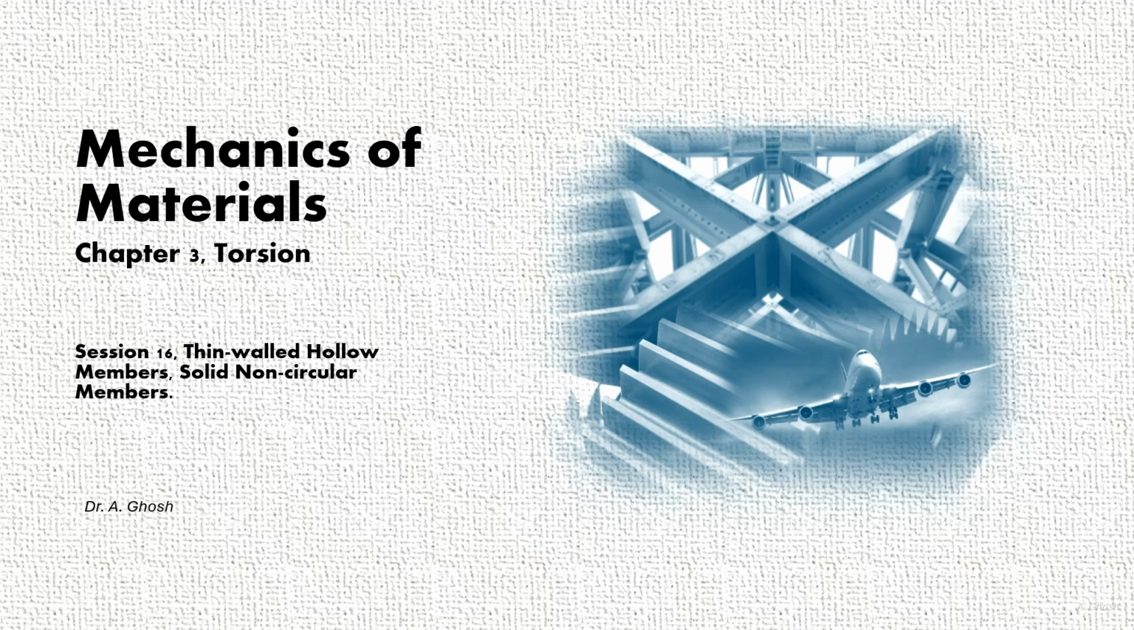We are in chapter 3 where we are discussing torsion. This is the 16th session overall. Within torsion, this is the fourth and last session. Here we will be discussing thin-walled hollow members and solid non-circular members.